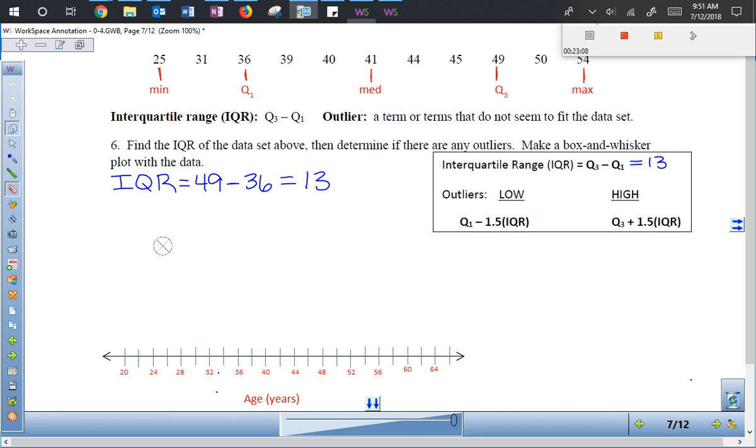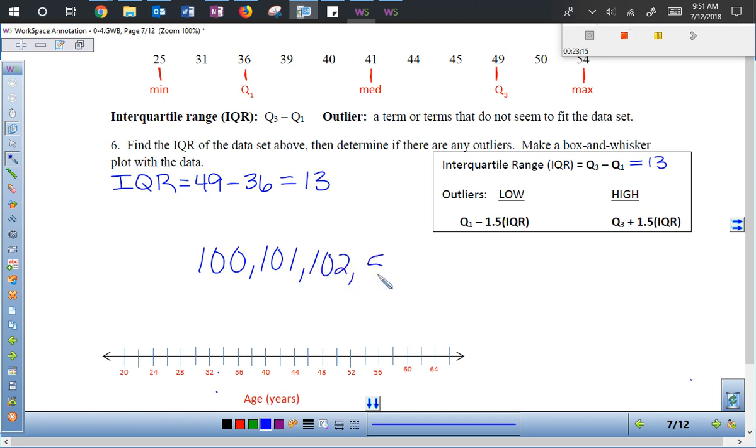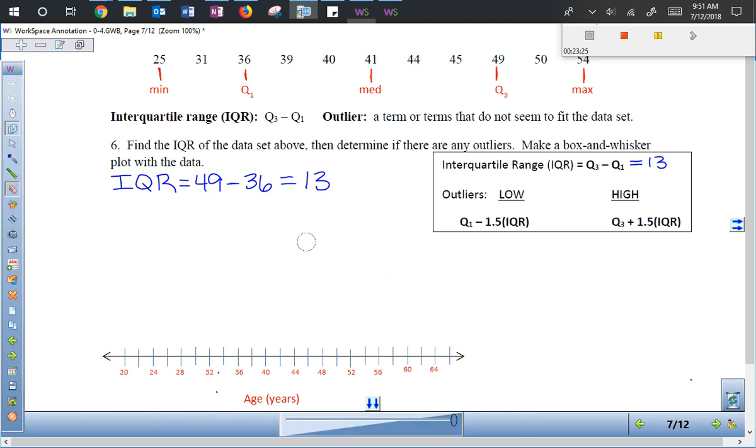Now, what if I had the numbers 100, 101, 102, and 5? These three numbers all seem to be close together, and then this number seems way lower than the rest of them. So this would be a low outlier. It's just numbers that don't fit with the data. Now, to find the outliers, it's not a guessing game. It's not something that you can look and sometimes obviously see. There's a mathematical value to find it.